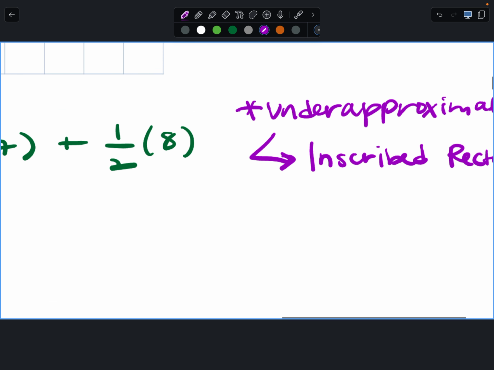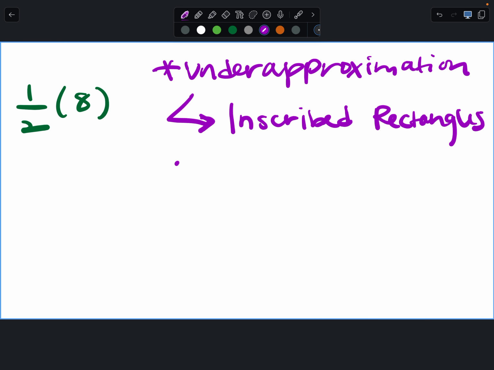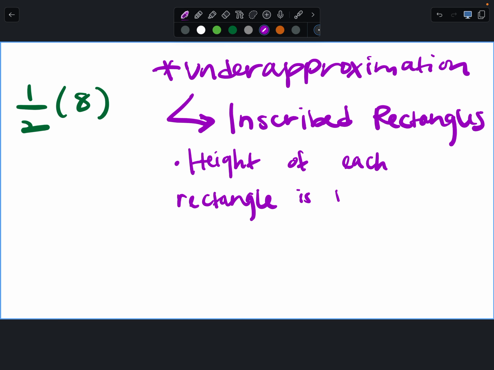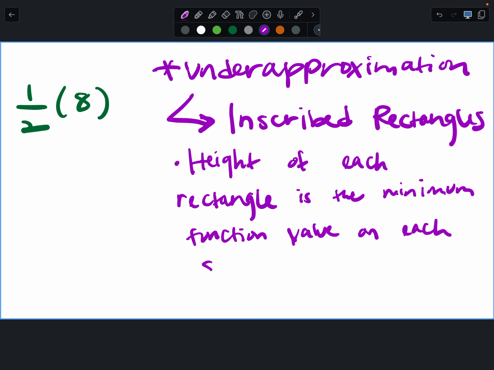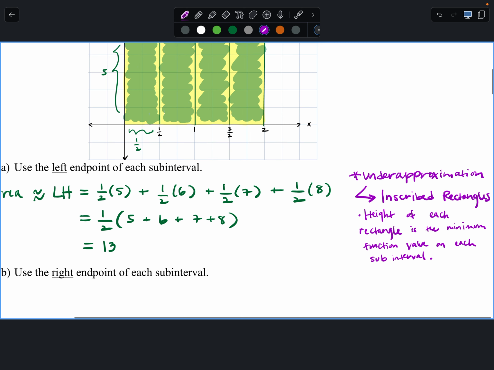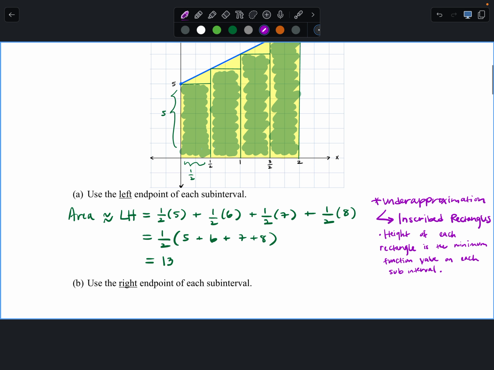Okay, so inscribed rectangles, I'm going to give you a little definition here. The height of each rectangle is the minimum function value on each subinterval, which just happens to, for this particular function, correspond to the left endpoints of each subinterval.